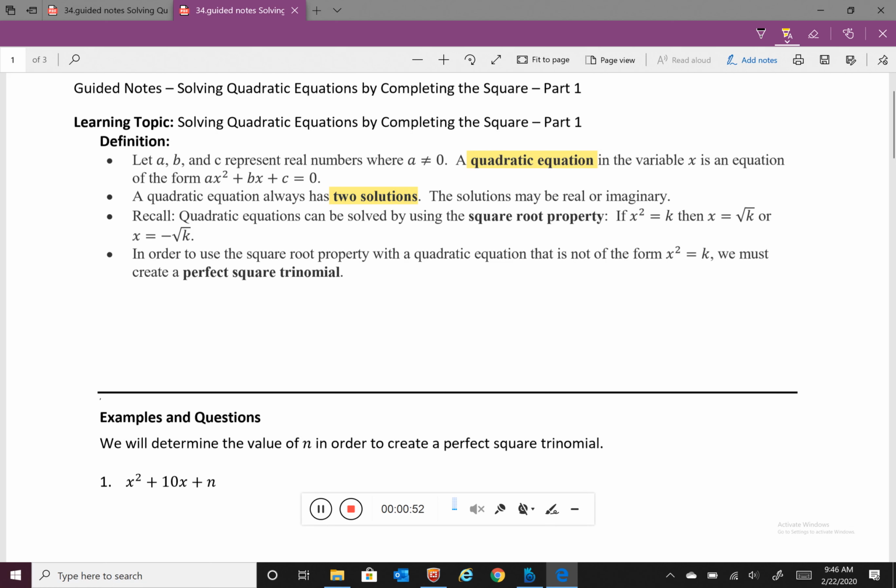Now, we have already tackled the process of solving quadratic equations by using the square root property. And the method of solving quadratic equations by completing the square actually uses the square root property as well. So we're going to have to remember what that entails. So if x squared equals k, remember that is quadratic because the highest exponential power is 2. Therefore, we're going to have two solutions. So x will equal the positive square root of k as well as the negative square root of k.